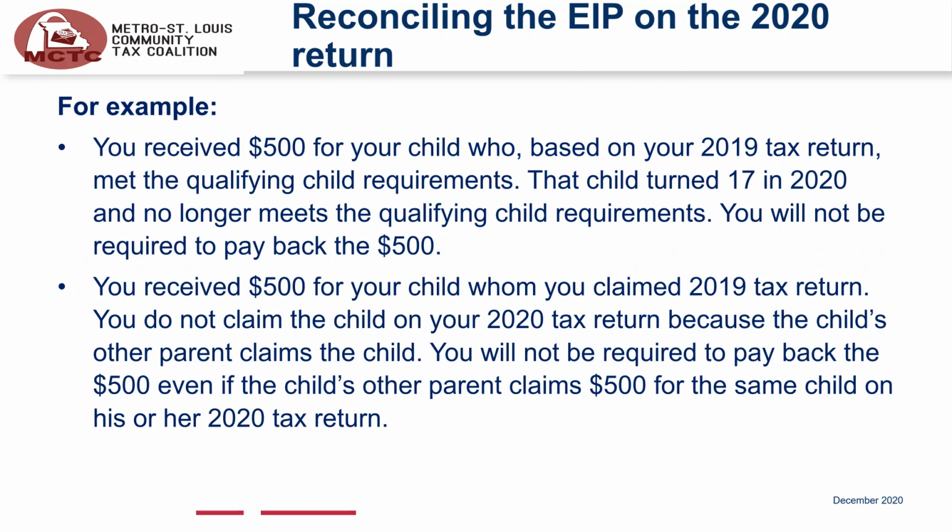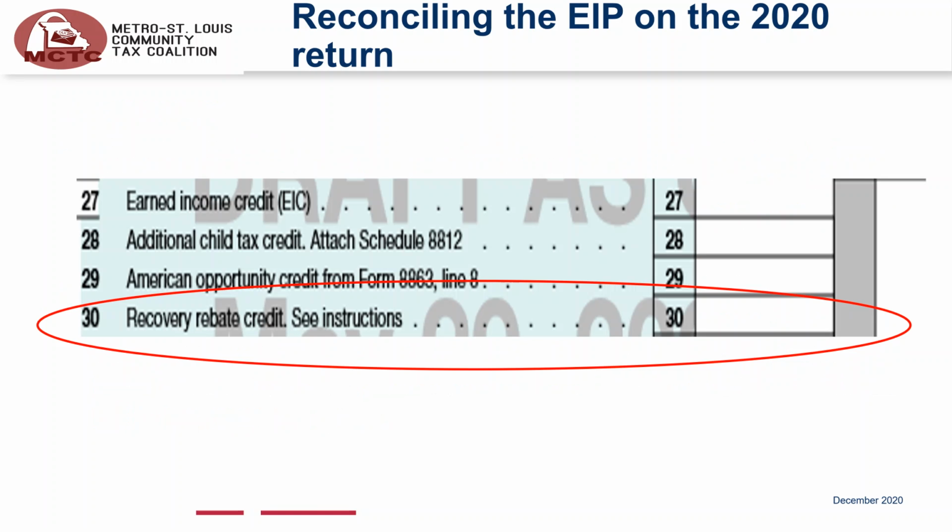I'm not going to go through these examples. We're going to post these on our website, mctcfreetax.org, and there will be several links. This link will be posted for you to go back and review the scenarios. There are about 4 or 5 scenarios here.